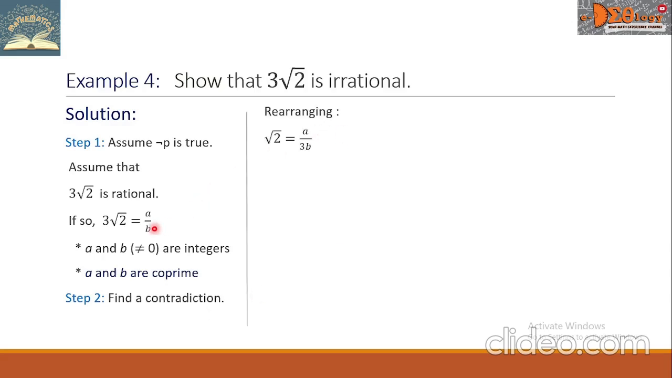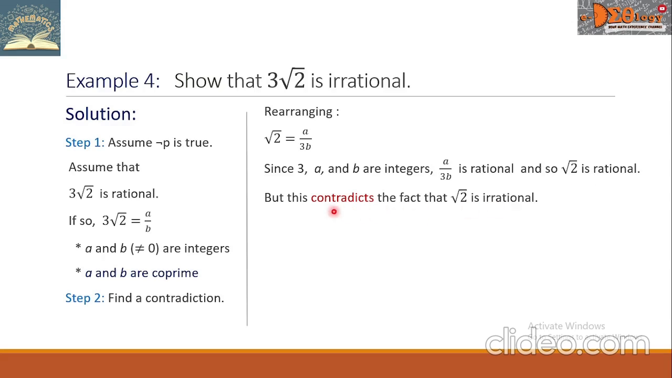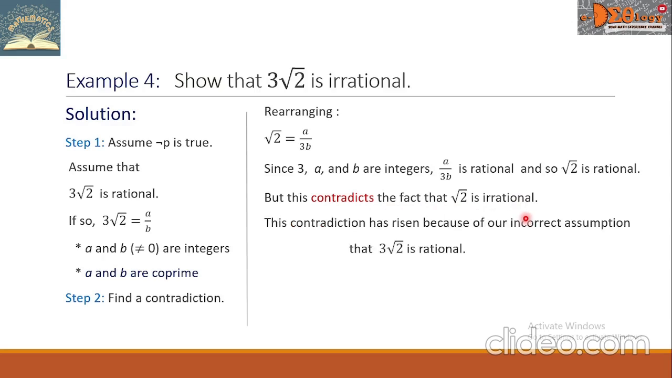We arrange this equation and it becomes the square root of 2 equals a over 3b. Since the number 3 and a and b are integers, the fraction a over 3b is rational. And so, the square root of 2 is rational. But this contradicts the fact that the square root of 2 is irrational. This contradiction has arisen because of our incorrect assumption that 3 square root of 2 is rational. So, we conclude that 3 square root of 2 is irrational.